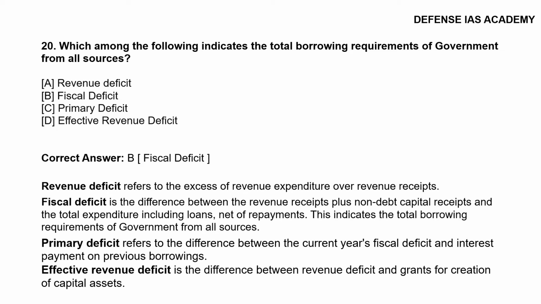Fiscal deficit is the difference between the revenue receipts plus non-debt capital receipts and the total expenditure including loans, net of repayments. This indicates the total borrowing requirements of government from all sources. Now, what is primary deficit? It refers to the difference between the current year's fiscal deficit and interest payment on previous borrowings. Now, what is effective revenue deficit? It is the difference between the revenue deficit and grants for creation of capital assets.